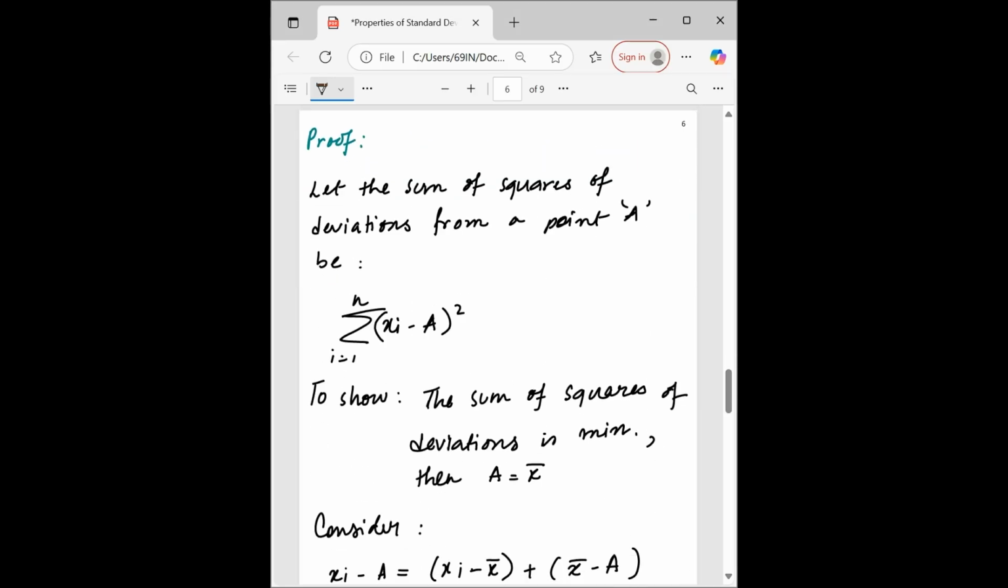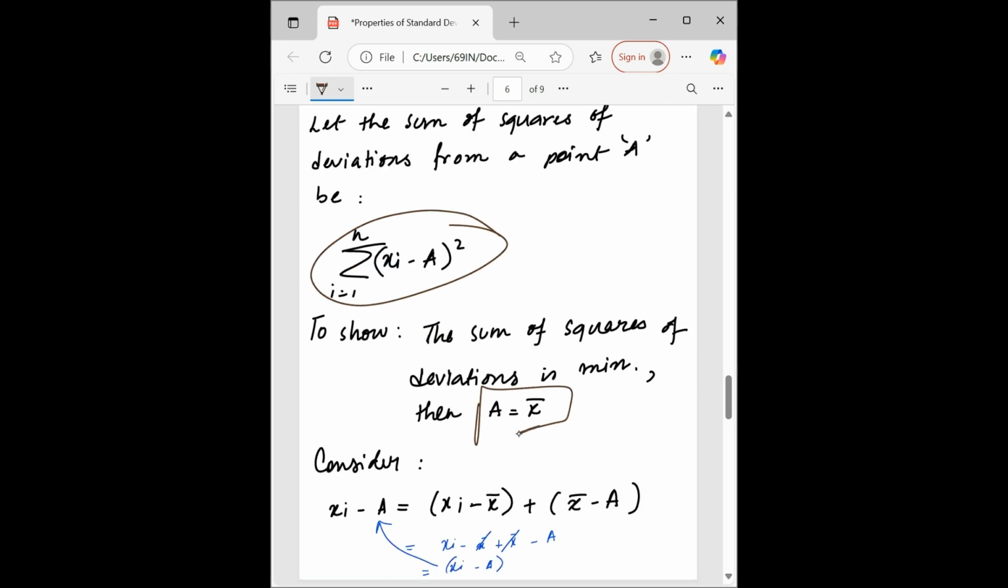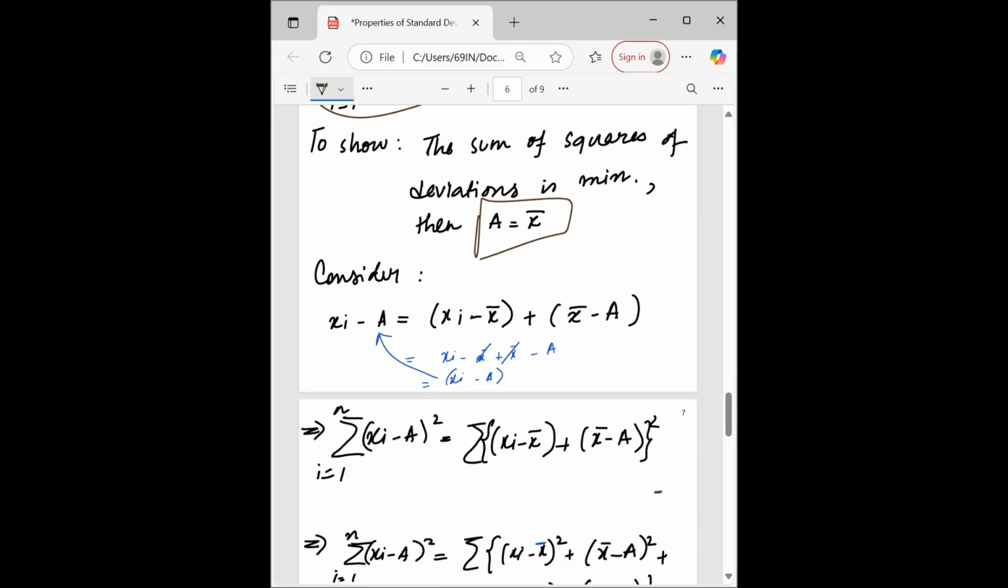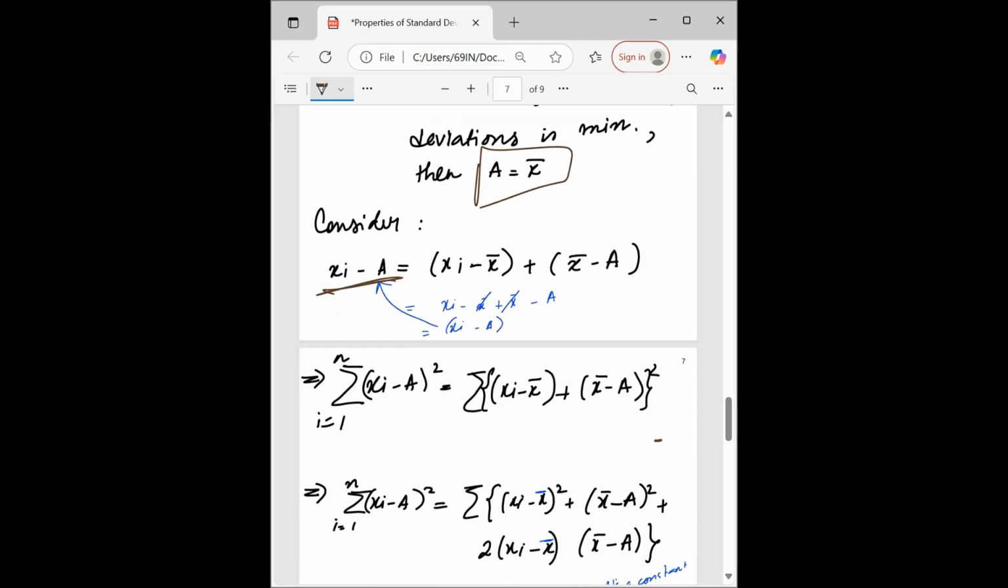We want to show that summation of xi minus a whole square is smallest when a is equal to x bar. Okay, so the secret weapon is the clever rewrite. Xi minus a can be written as xi minus x bar plus x bar minus a.